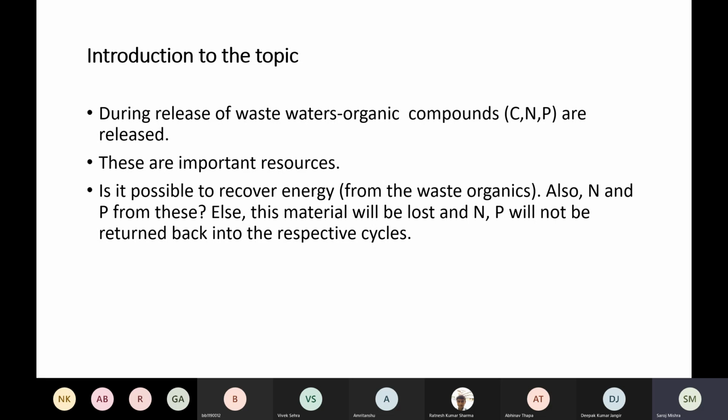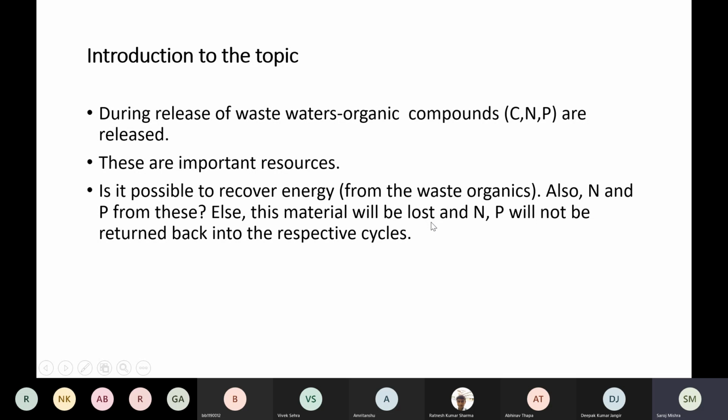So the question is, when it goes into the wastewater, is it possible to recover energy from the waste organics? If there is carbon-containing organic matter, is it possible for us to recover energy, for example methane? Could we have microorganisms or biological systems which can convert all this organic carbon into energy like methane? Also, are there bacteria which can denitrify nitrates or nitrites released into the wastewater? Can you recover nitrogen from it, or from phosphates or other organic phosphates? Is it possible to release phosphorus from these?